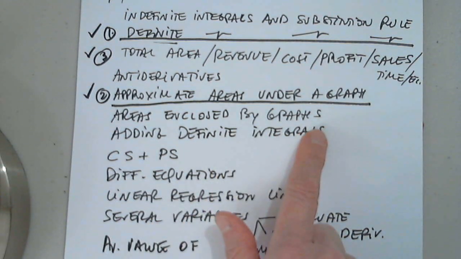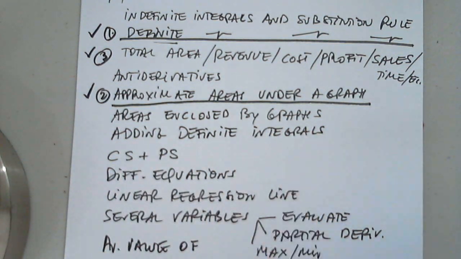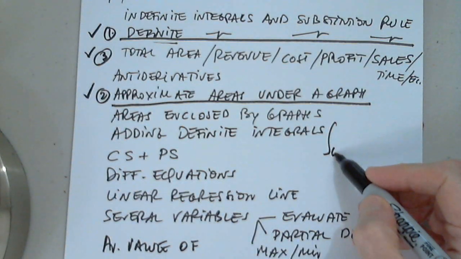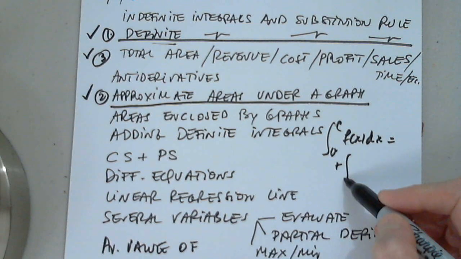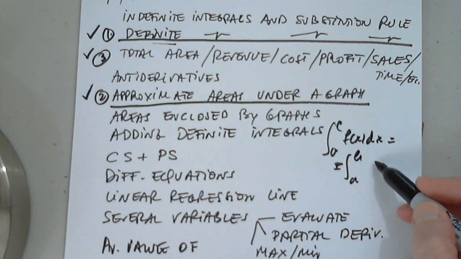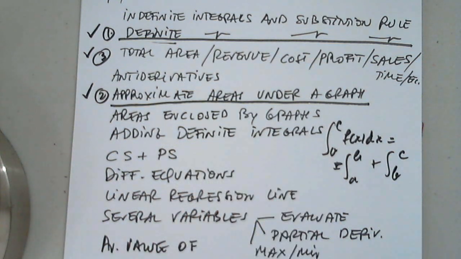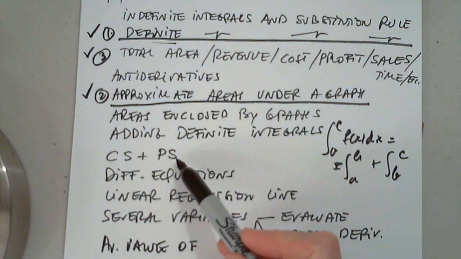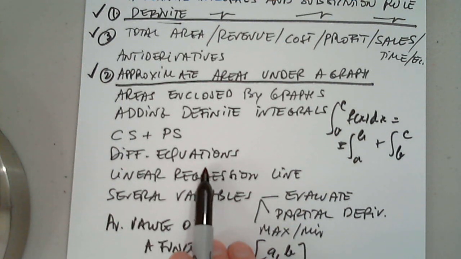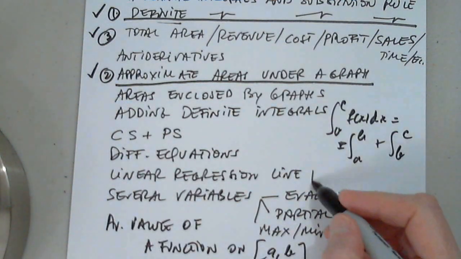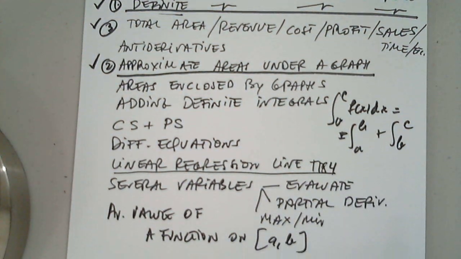Areas enclosed by graphs. Adding definite integrals, remember the integral from a to c of f of x dx can be written as the integral from a to b plus the integral from b to c. That's what the adding formula is. Consumer surplus plus producer surplus. Differential equations. The linear regression line with TI-84, so this is, I hope, very clear.